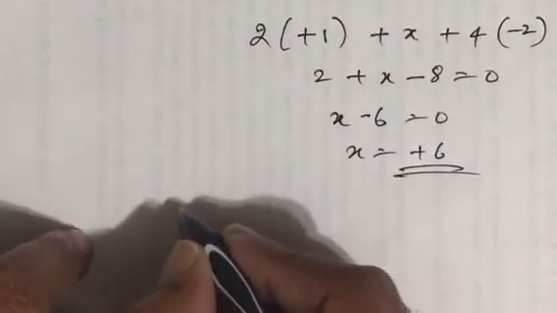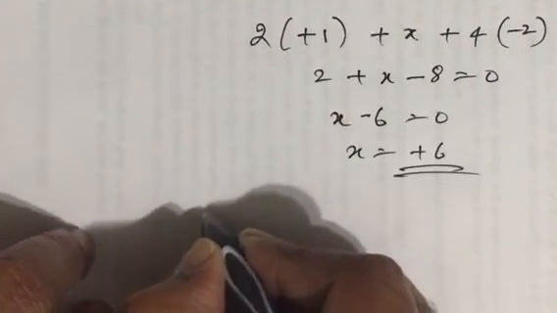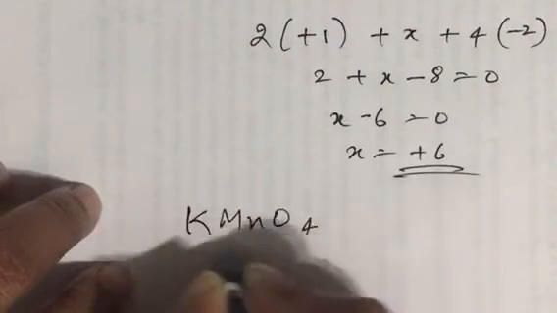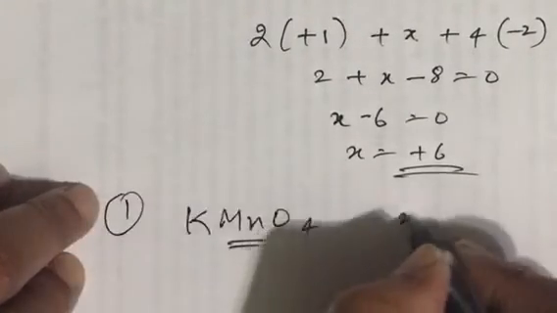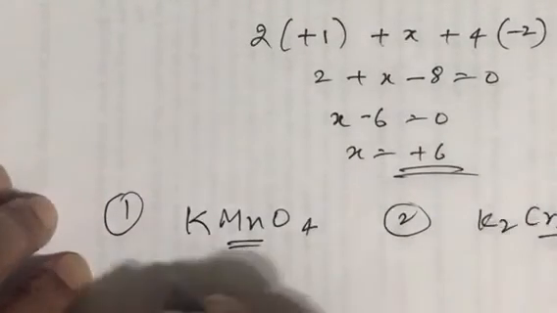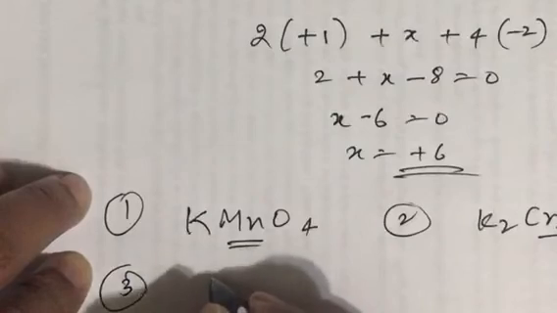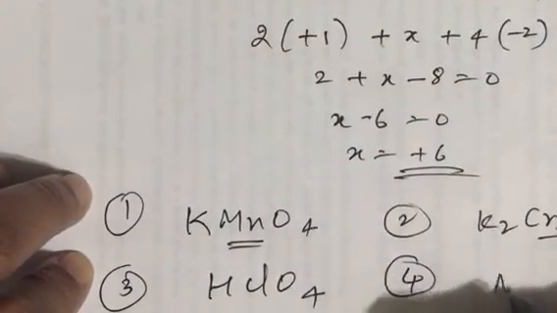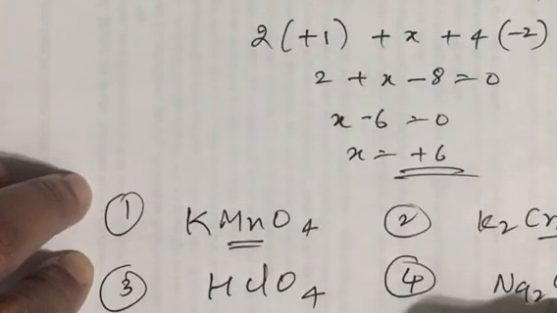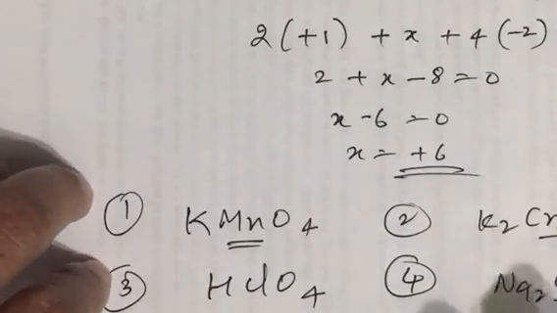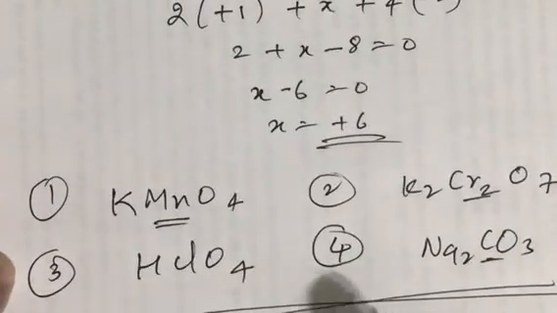Now we try to find the oxidation number of the underlined species. What is the oxidation number of manganese in KMnO4? Find the oxidation state of chromium in potassium dichromate. Find the oxidation number of chlorine in perchloric acid. Find the oxidation number of carbon in sodium carbonate. These are all simple cases, but there can be many special cases. How to work out the oxidation numbers in special cases, we see in the next video. Thank you.